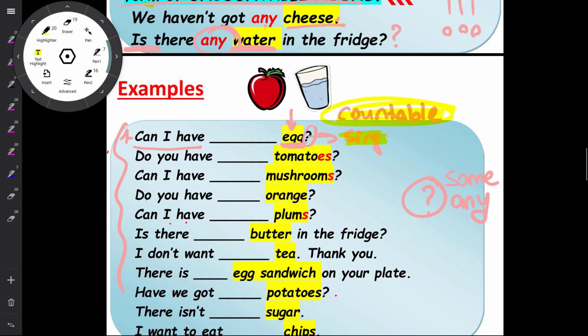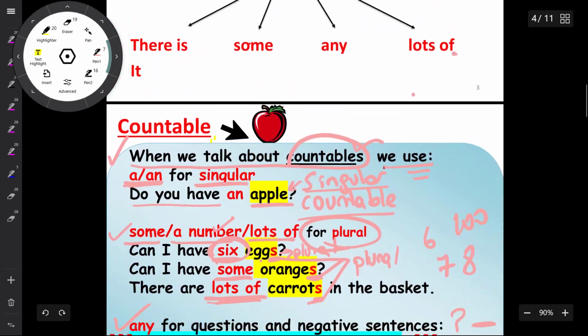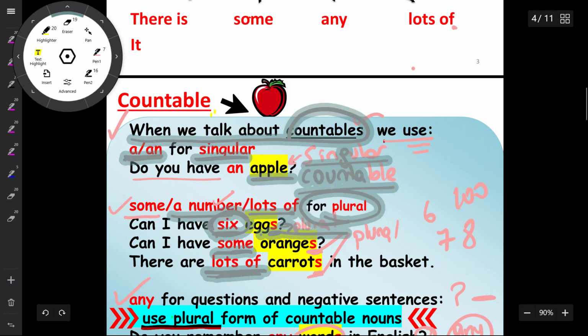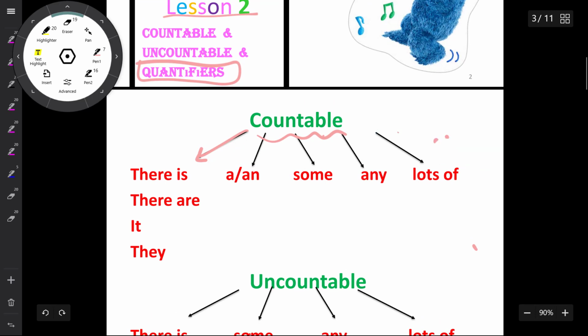But this is singular, teacher. You can say, teacher, this is singular. It doesn't matter if it is question or negative or positive. Why? Because if you have a countable and singular form, this is countable and this one is singular, so there is only one option: to use an. Why? Because with the countable nouns, if you want to use some or any, you have to use the plural form of the nouns.